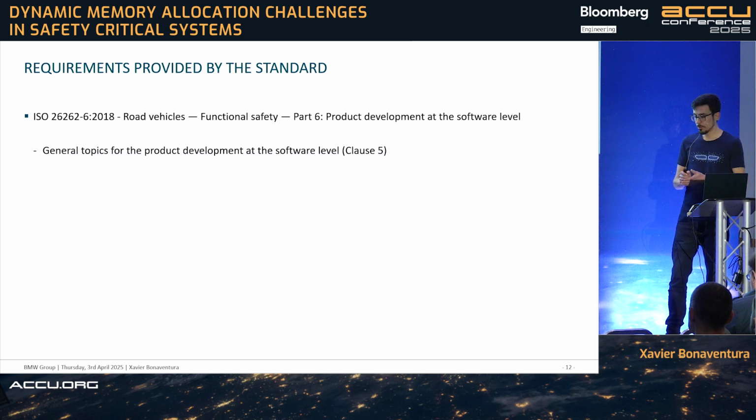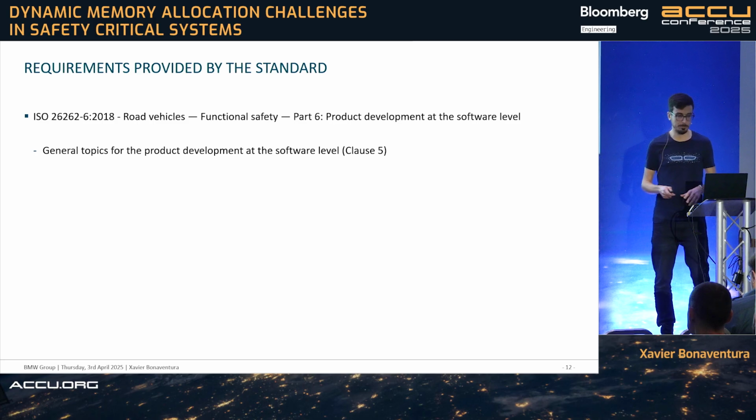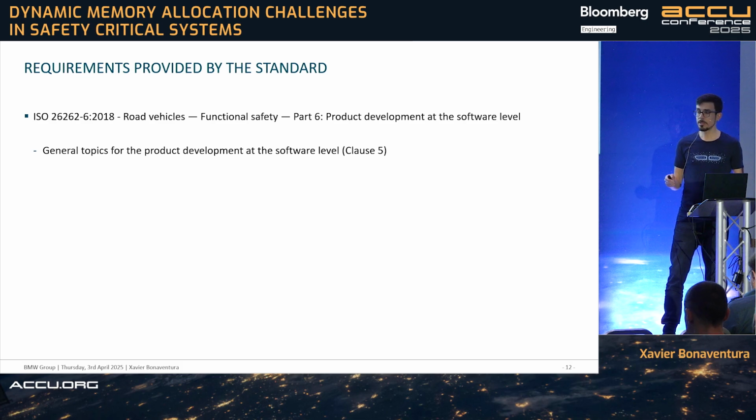I will walk you through a bit of the standard so you understand our requirements from a regulation point of view. This is important because when someone tells you you cannot do that, you need to understand what the regulation tells you. But I will keep it short and quite concise. The standard has 12 parts, and the one we all care about is software development, which is part 6.